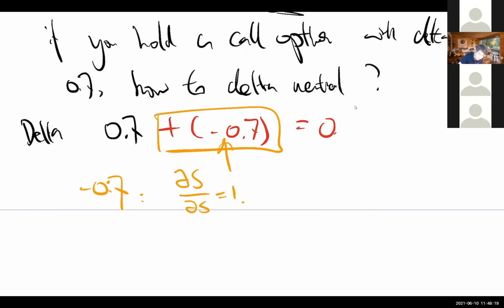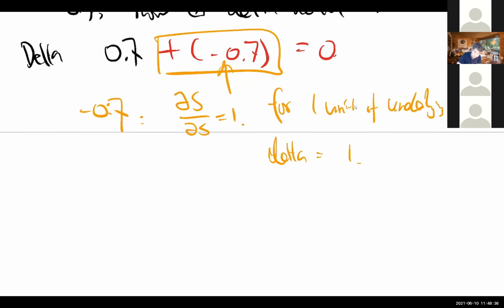DS, DS equals to one. That tells you for one unit of underlying asset, delta equals to one, right? Plus one, because one is plus one. So that means for a $1 change in underlying asset, if I hold one asset, I will go up by $1, right? Which means for 0.7 units of underlying asset, my delta equals to 0.7, isn't it?